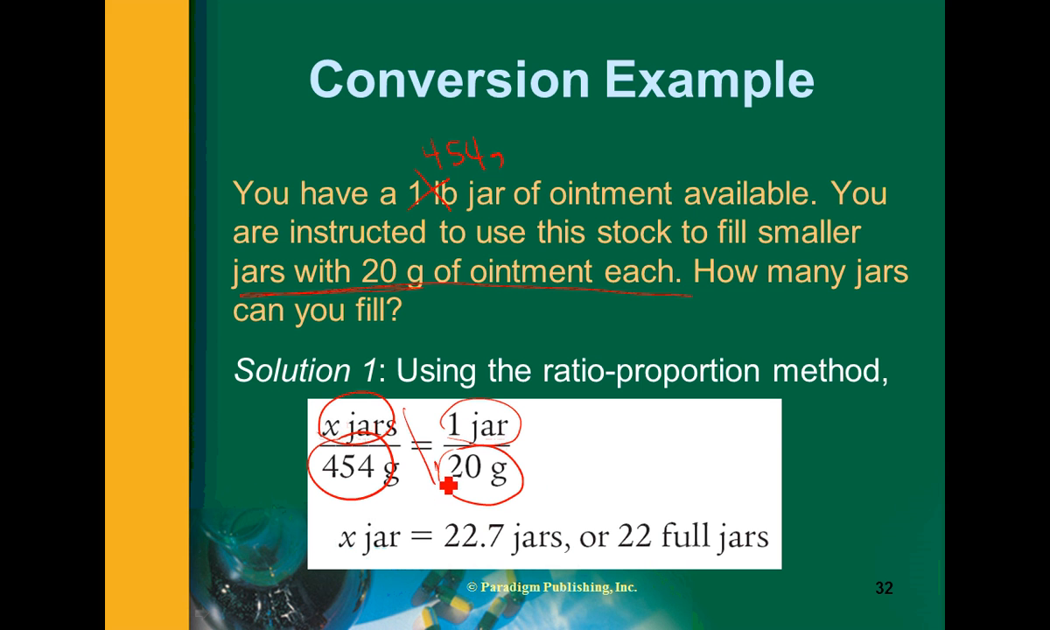Okay. Then all we did was cross multiply, and you have 454 times 1 is 454, and whatever you multiply the x by always goes on the bottom. So 20 times x would be 20x. And when you divide that, it comes out to be 22.7 jars, or you're going to fill 22 jars full.